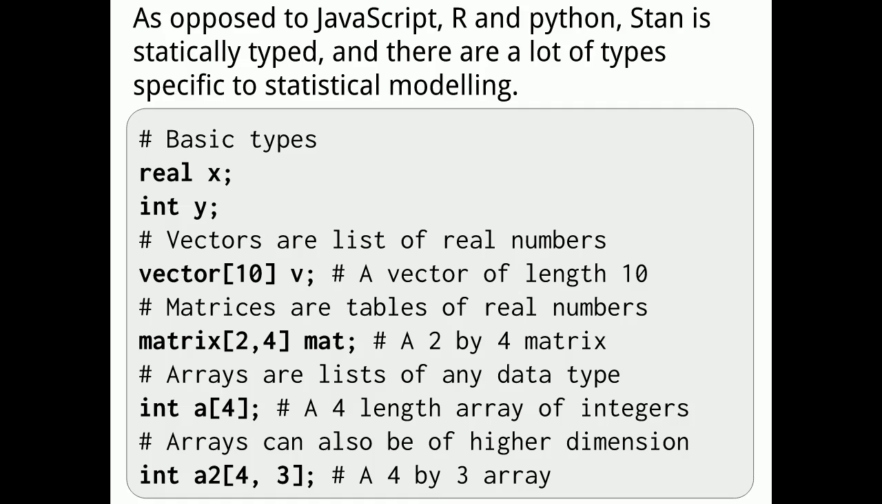As opposed to JavaScript, R, and Python, Stan is statically typed. So the types of all variables, parameters, and data have to be declared in advance. So you have the types you get in all languages, like real numbers and integers. But there are also a lot of types useful in statistical modeling, like vectors and matrices. So vectors and matrices can only contain real numbers. So if you want collections of other types, you would have to use the more flexible array type.